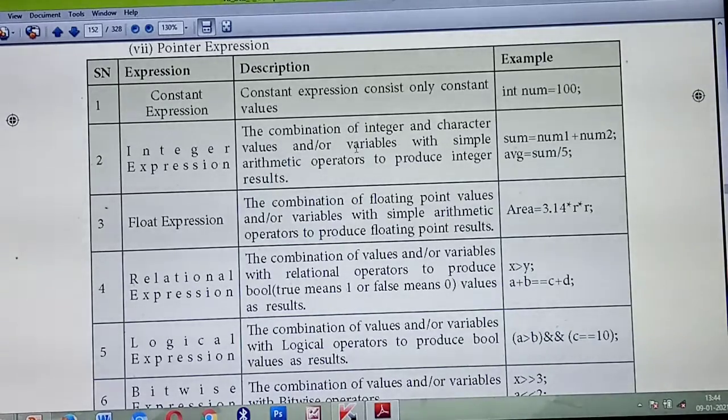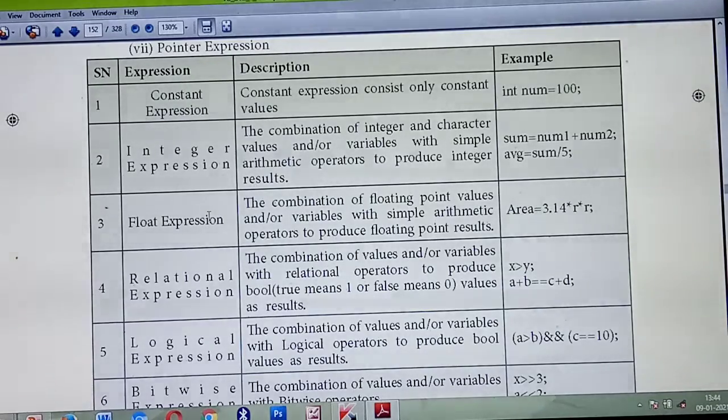So an integer expression is a combination of integer values as well as character values, along with some operators; only then can you produce a result. See the example: sum = num1 + num2. You are using 3 variables: sum, num1 and num2. How many operators? Plus and equal to, 2 operators. See the next one: average = sum / 5. Here the variable sum is divided by the integer value 5. Understood about integer expression?